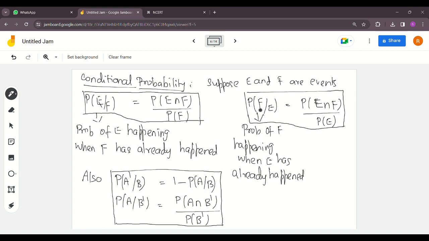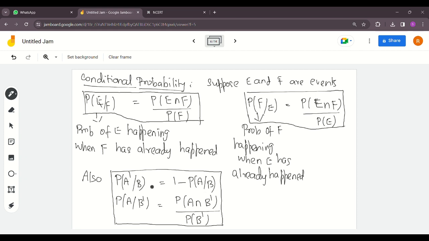And for P of F bar E, what does that mean? Probability of F happening when E has already happened. So this is the meaning. You just have to understand the concepts. If you understand the definitions better, then application to the problem becomes very easy. So probability of F bar E is nothing but P of E intersection F divided by P of E.